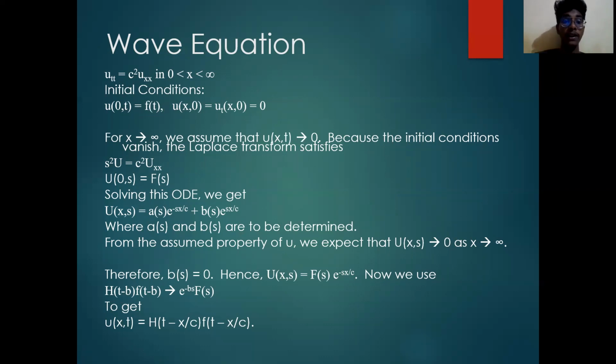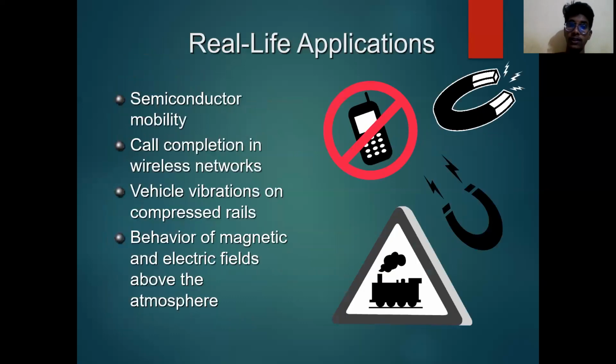Solving this ODE, we get u(x,s) is equal to A(s) e to the power minus s x by c plus B(s) e to the power s x by c, where A(s) and B(s) are to be determined from the assumed property of u. We expect that u(x,s) is 0 as x tends to infinity. Therefore B(s) equals 0, hence u(x,s) equals F(s) times e to the power minus x s by c. Now we use the shift property, that f(t minus b) corresponds to e to the power minus bs F(s), to get u(x,t) that is equal to h of t.